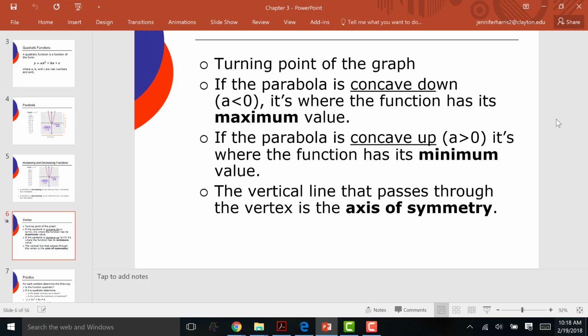Where does it cross the x-axis? At 2. So here is my 2, 3. What's this vertical line called? The axis of symmetry. So that line is x equals 2. Whatever the x value is for the vertex will always be the same as the axis of symmetry. The axis of symmetry will always be a vertical line. Okay, questions?